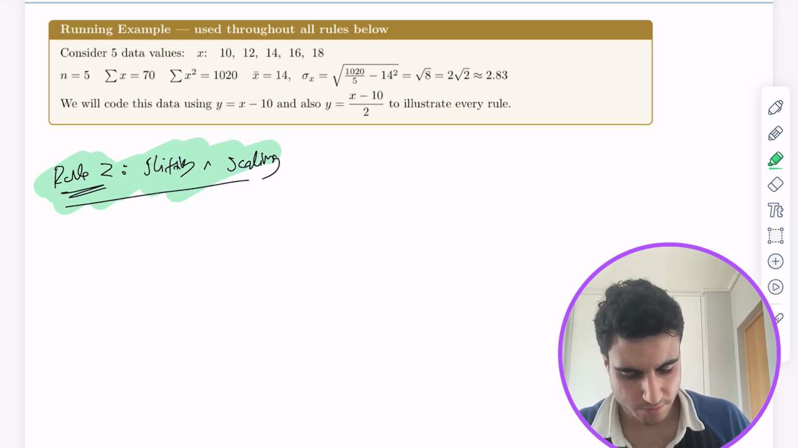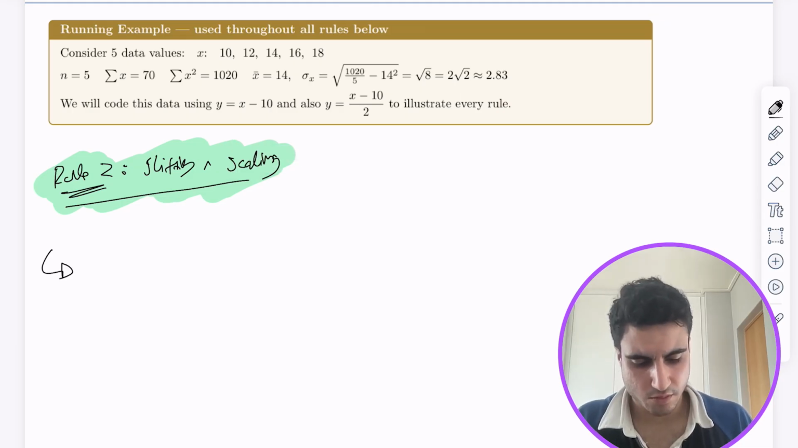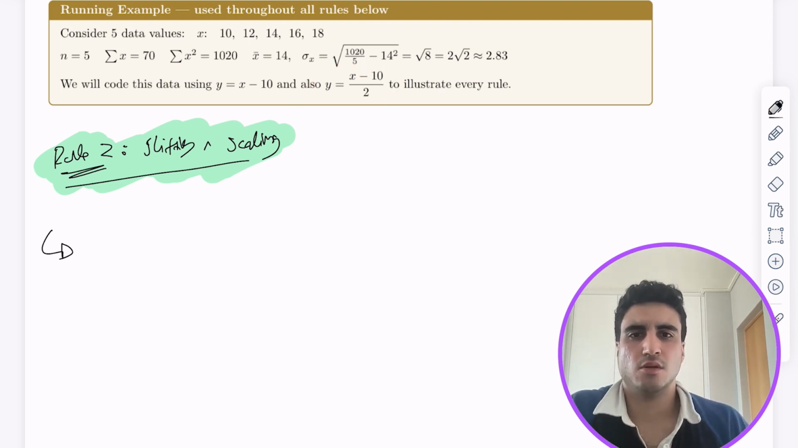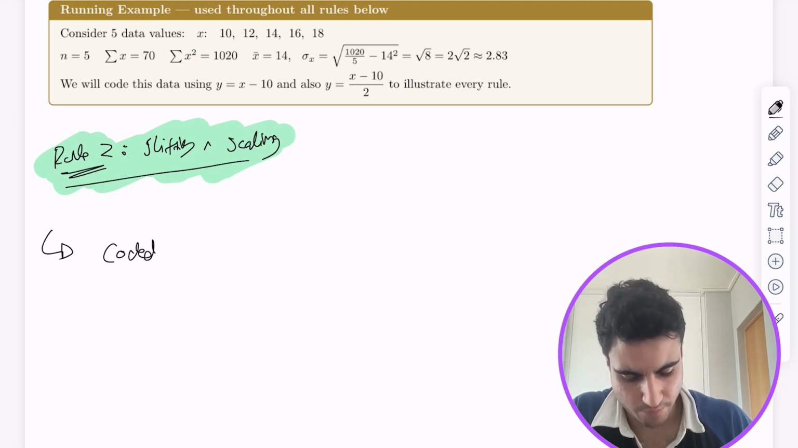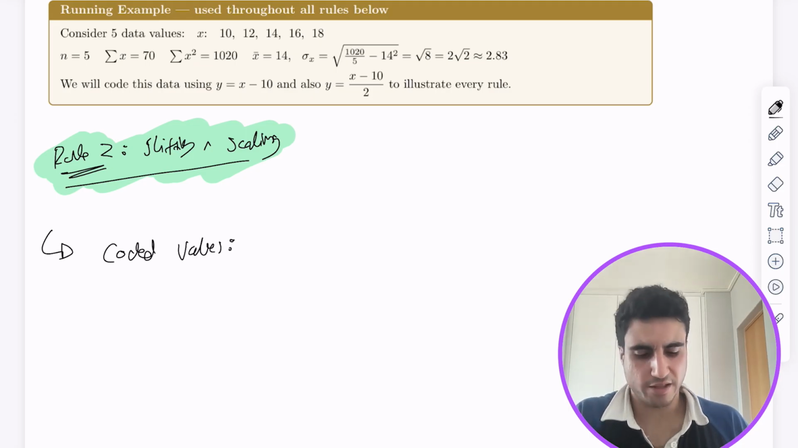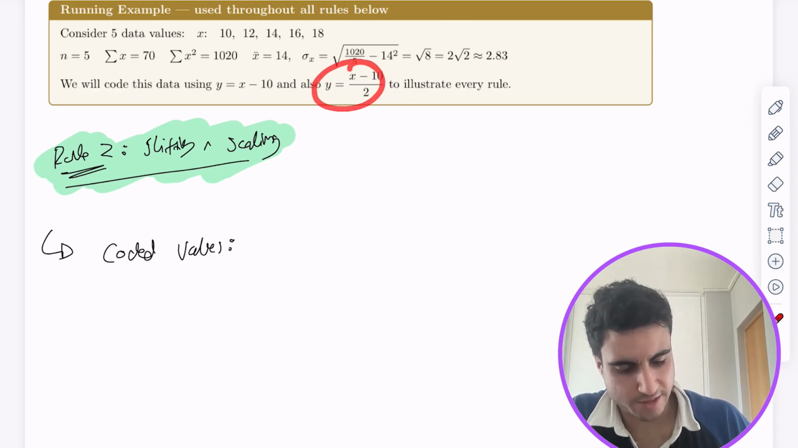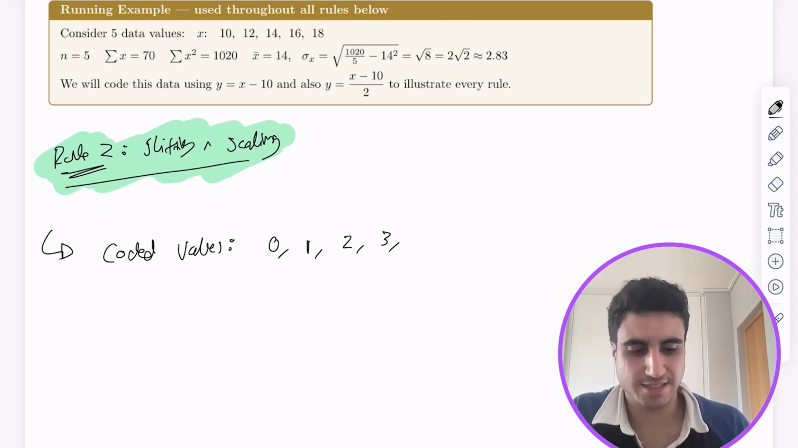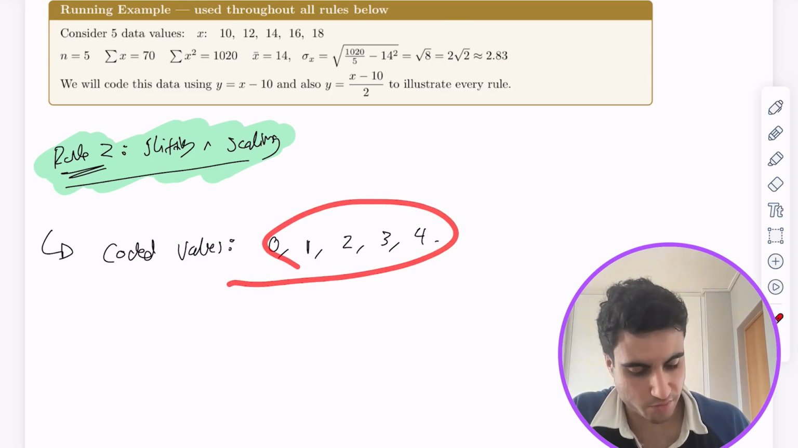So as a result, that means what? Well, y is equal to (x minus 10) over 2. So what does that mean our coded values become? Well, if we apply y equals (x minus 10) over 2, 10 minus 10 over 2 is 0. 12 minus 10 over 2 is 1. 14 minus 10 over 2 is 2. 16 minus 10 over 2 is 3. And lastly for 18, we're going to get 4. So these are our new coded values here.